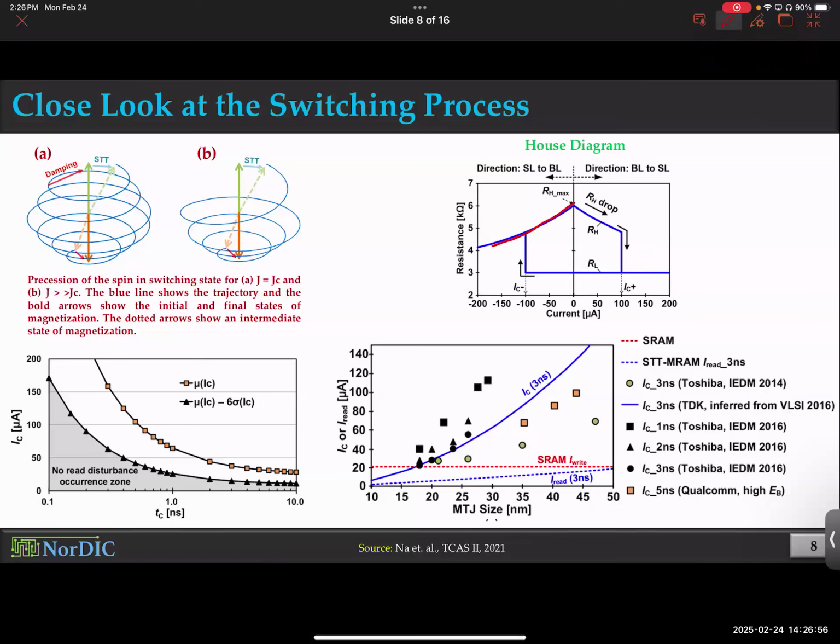For anti-parallel, there will be no switching. For parallel, there is a possibility of switching if you exceed a critical current. All good? Does that make sense?